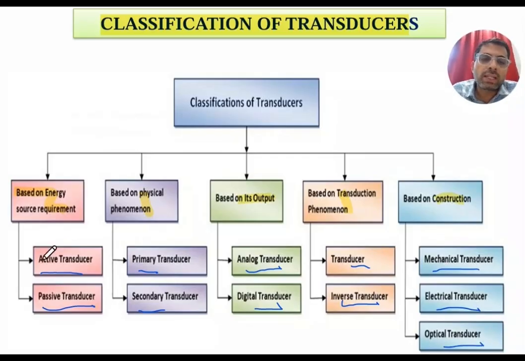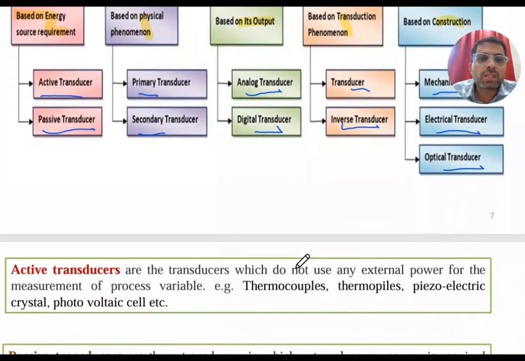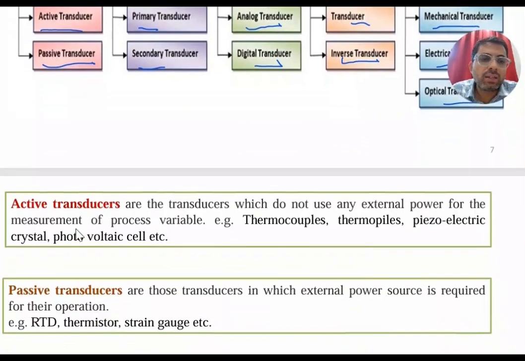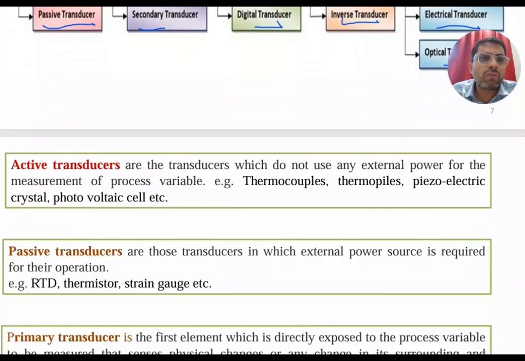These words, active, passive, primary, secondary, analog, digital, the meaning of the transducer is in the word itself, that we will see one by one. Okay, so the first is the active transducer and passive transducer. So what is the meaning of the active word? Active transducers are the transducers which do not use any external power for measurement of the process variable. A transducer that does not need any external power to measure is called active.